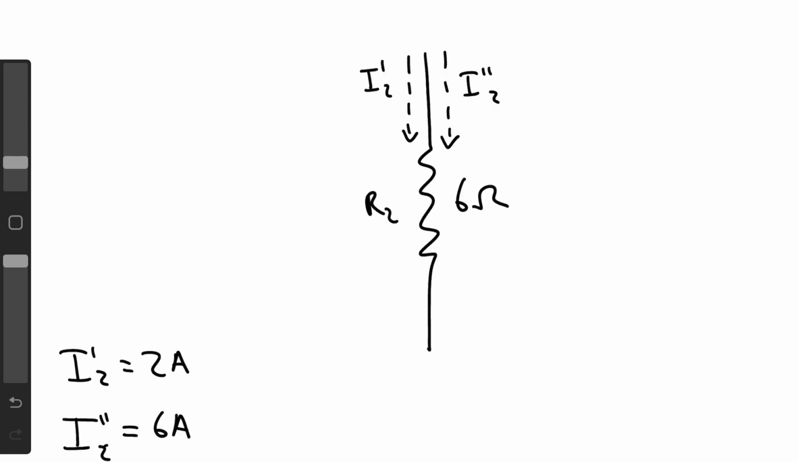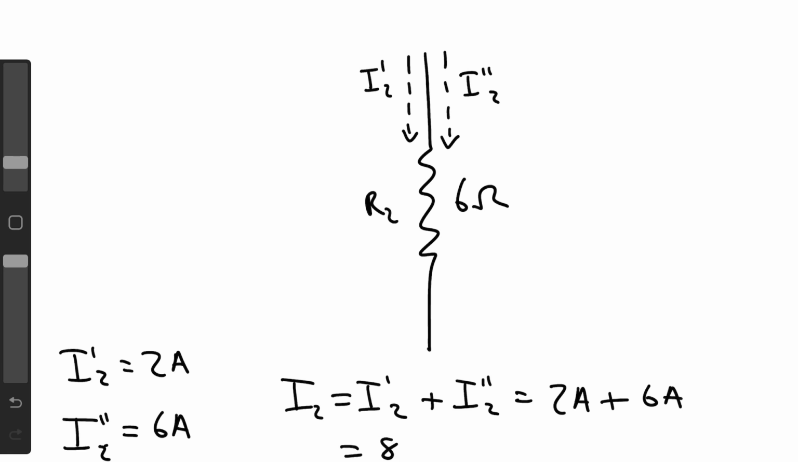And the very last part of this example is to add together I2 prime and I2 double prime to get I2 as a total. So it's just 2 amps plus 6 amps, which equals 8 amps, because they're both in the same direction, so you just have to add them together.